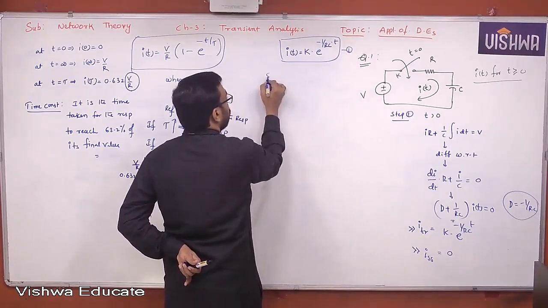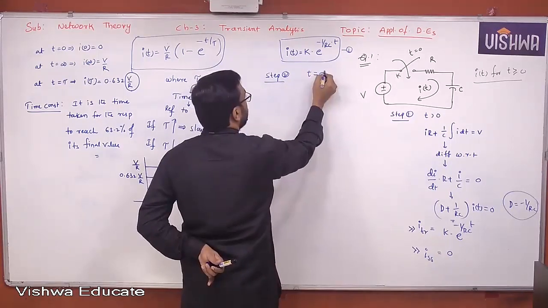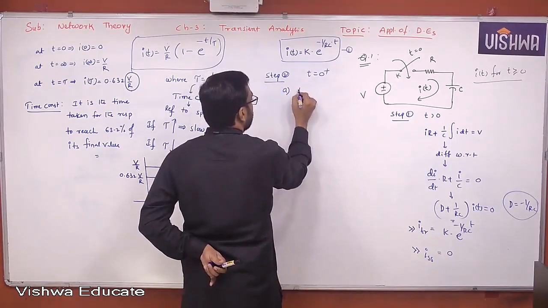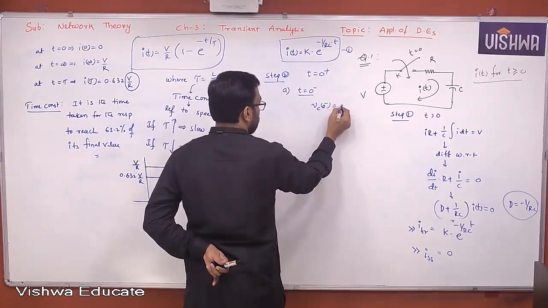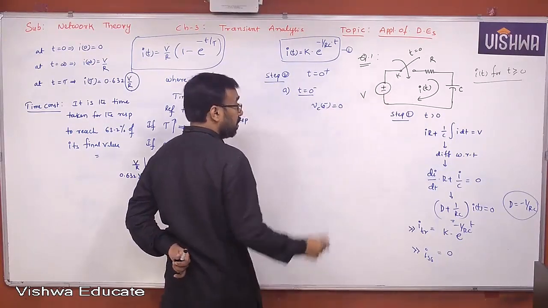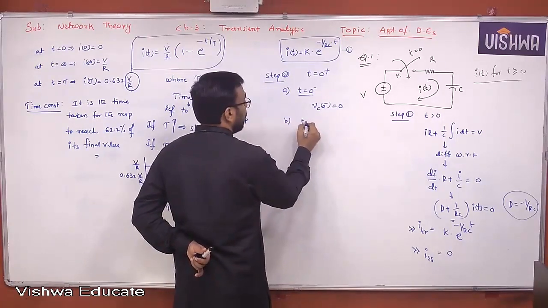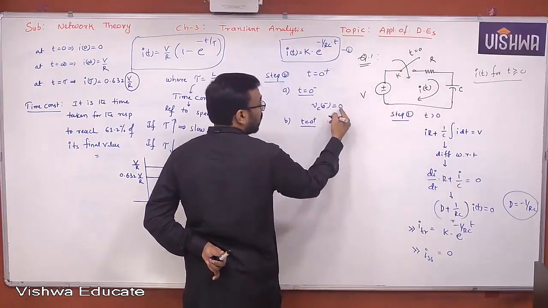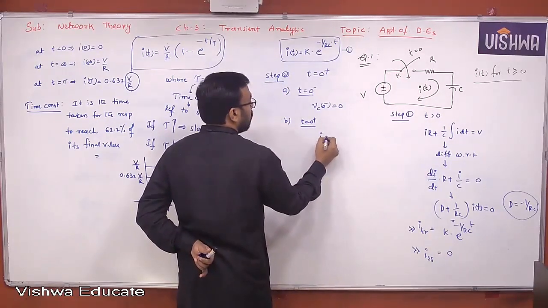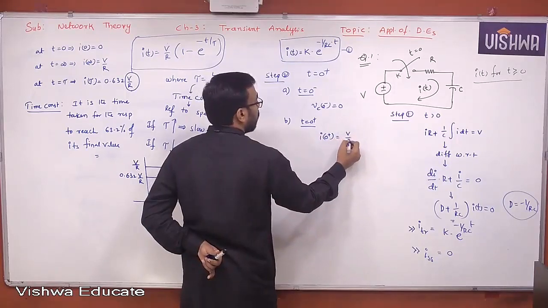Now you require initial conditions. Step 2: t = 0+ conditions. For that, you need t = 0−. What is VC(0−)? Definitely 0. We determine all these things, and I don't want to spend much time on this. Now, for t = 0+ conditions, the switch is closed, acting like a short circuit because the capacitor voltage is 0. Finally, you get i(0+) = V/R.